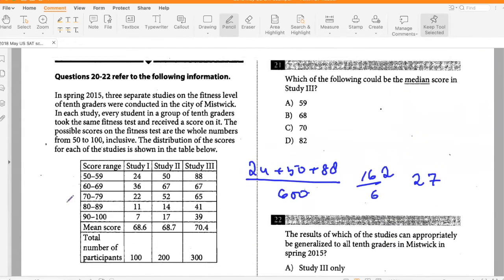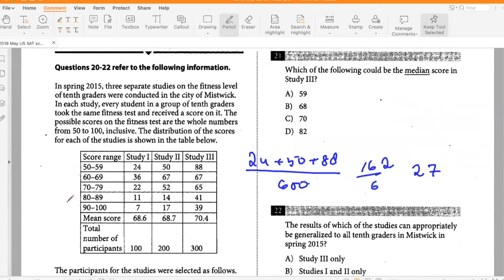Which of the following could be the median score in study 3? Study 3, so 300 participants, so around the 150th participant. So 88 and 67, yeah, so it could be between 60 and 69, so 68 is possible.